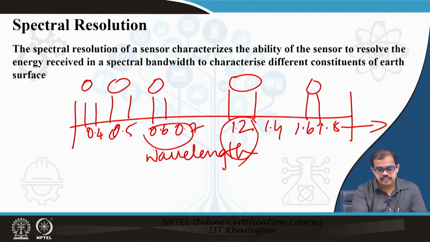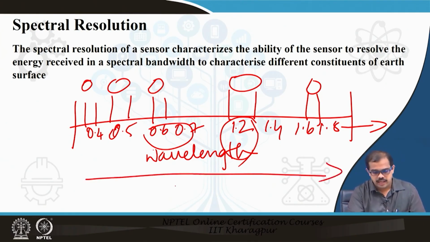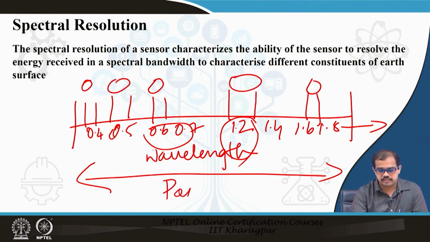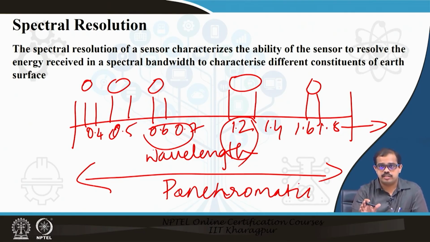If a satellite is capturing the entire electromagnetic spectrum in a single sensor, then it is called a panchromatic band, or a pan band. This means that the entire spectrum is captured. It may be this entire spectrum, or whatever spectrum it captures. When it captures in this way, it is called a panchromatic image. Specifically, normally it is done until here.